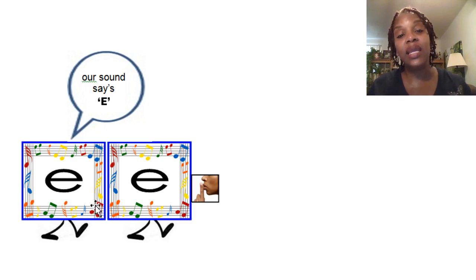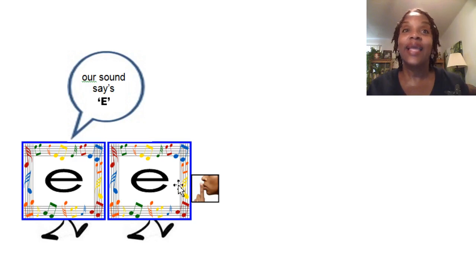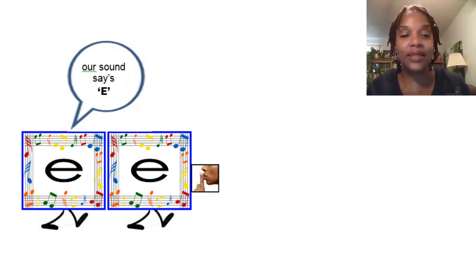So when E and E are walking, who gets to talk? Only the first one gets to talk. Second one has to be quiet, right? And what does it say? E. So our sound says E. Good job. All right.